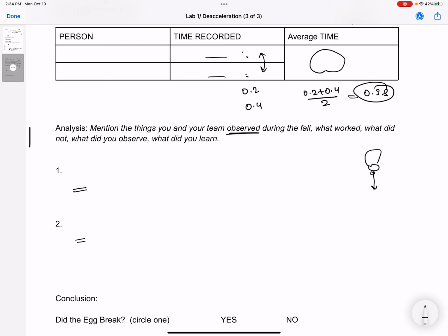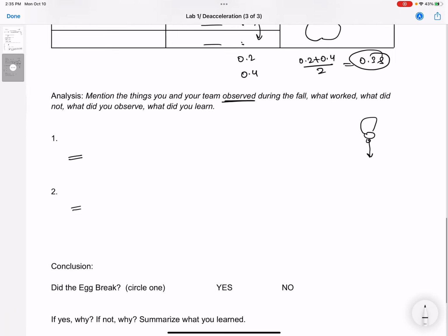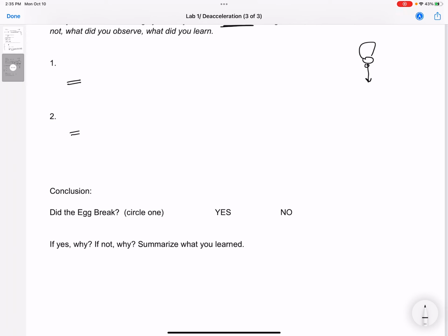We're not just trying to save the egg. I can buy the egg from Hannaford. I don't need to save it. The idea is that you learn how to design an instrument and then how to observe that instrument in action. Okay, and then you say whether the egg broke or not, yes or no, and it's not just important whether it broke or not. I don't care if it broke or not. What I care about is why. Why did it break or why didn't it break? And then you summarize your learning, whatever you learned from this project. This should again be at least one sentence. So write a lot. Please explain your thoughts.